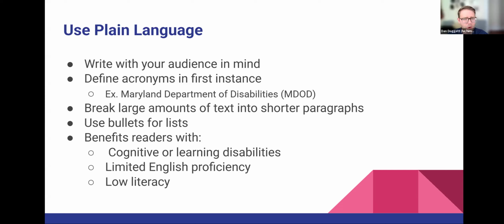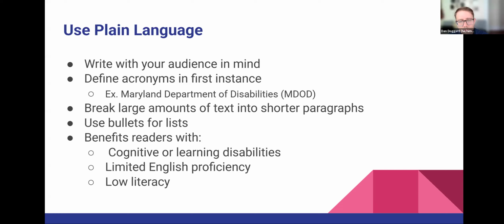Some aspects of that are writing with your audience in mind, so avoiding jargon or overly complex sentences. If you need to use acronyms, and here at the state, we love using acronyms, it's important to define them in the first instance. For example, I work for the Maryland Department of Disabilities. If I were to write this out in an email, I would say Maryland Department of Disabilities, put the acronym in parentheses, and then move on with the acronym from there on out. That's just an easy way to distinguish that for folks.